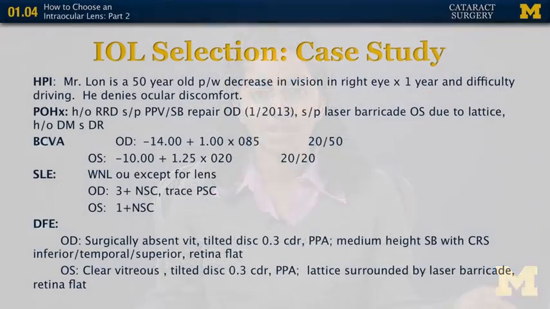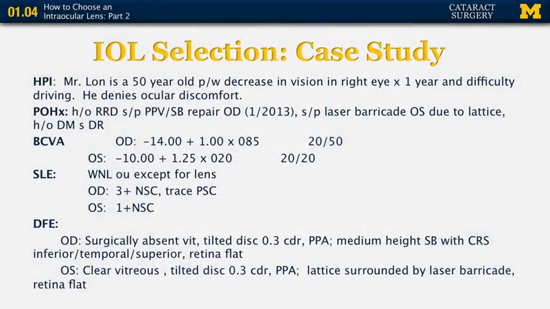Let's try to take our systematic approach and apply it to our case example here. Our case example here is the case of Mr. Lon, a 50-year-old gentleman with painless progressive loss of vision over the course of a year. His past ocular history is remarkable for an RD, that is status post-vitrectomy and buckle repair in that right eye, and he's also had some laser barricade in the fellow eye due to lattice. If we take a peek at our best corrected visual acuity on the manifest, we see he has a best corrected visual acuity of 20/50 in the right eye, with a spherical equivalent around -14, and best correcting to 20/20 in the left eye, and a refraction around -10.